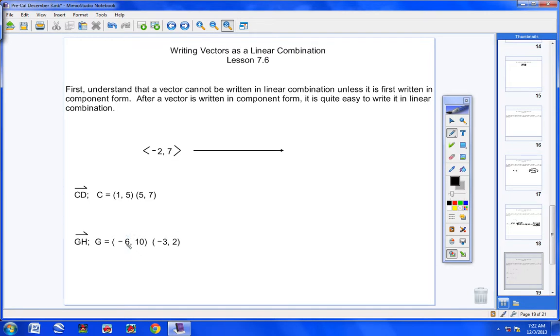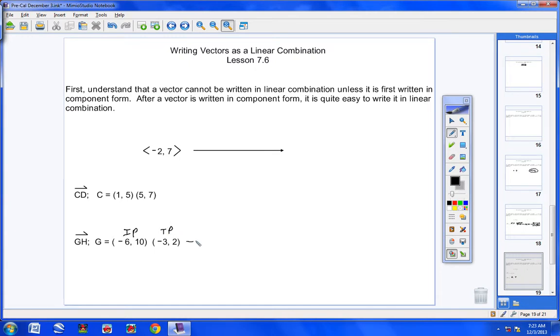I want you to write this vector as a linear combination. Now notice first of all it is not in component form. So my first letter over here is G. It's vector GH. So G is my initial point, and H is my terminal point.